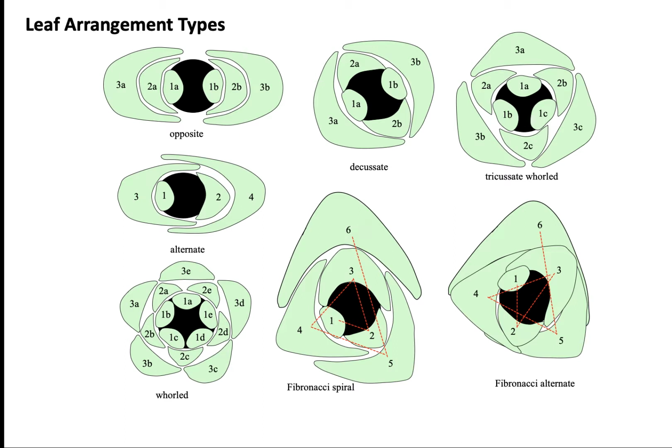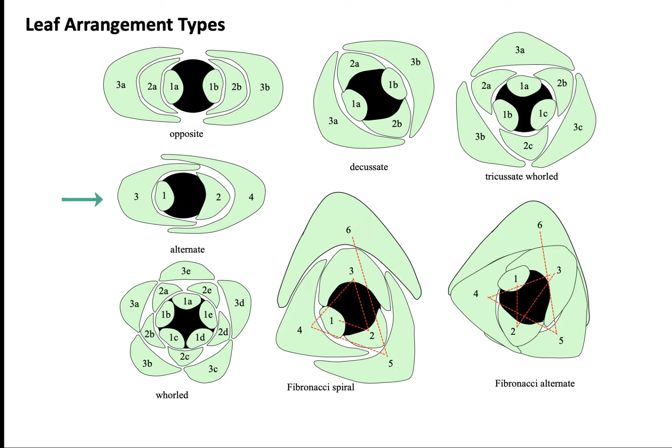So there are many different types of arrangements of the leaves around the stem on a plant. There's the opposite arrangement, where leaves are born on either side of the shoot apex, 2 at a time. There's decussate, where 2 are in one direction, the next 2 are in a direction that's 90 degrees to that, etc. There are tricussate whorled, which are 3 leaves around one whorl, and then 3 leaves around the next whorl, etc.